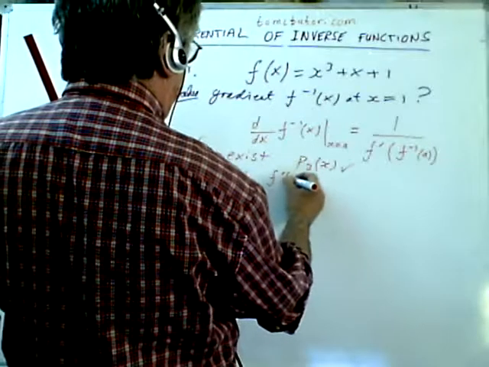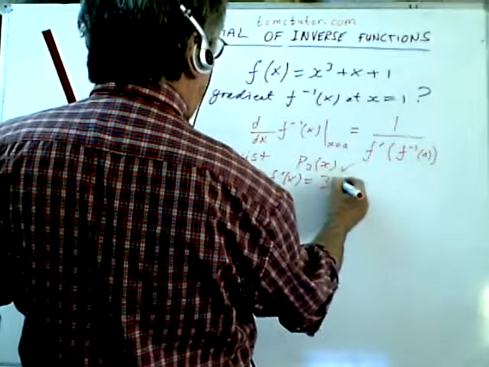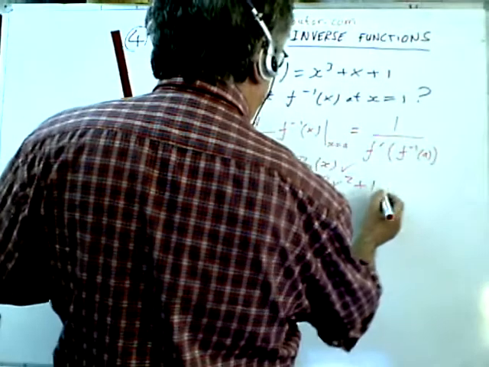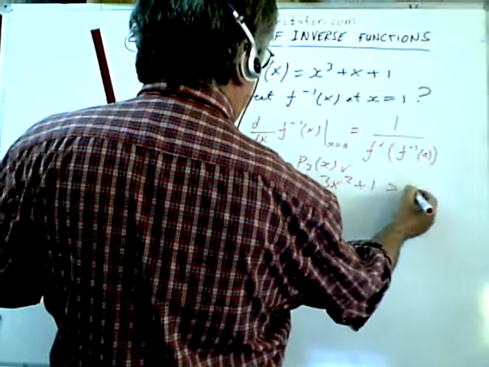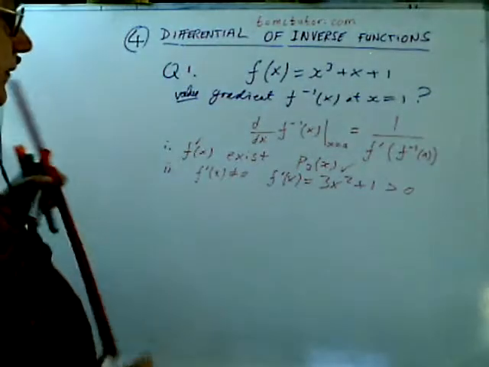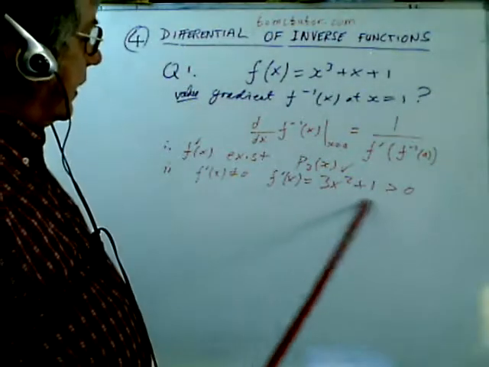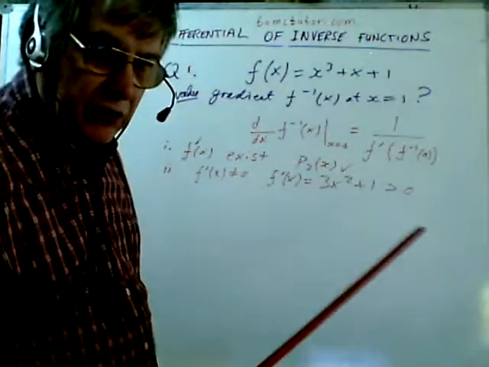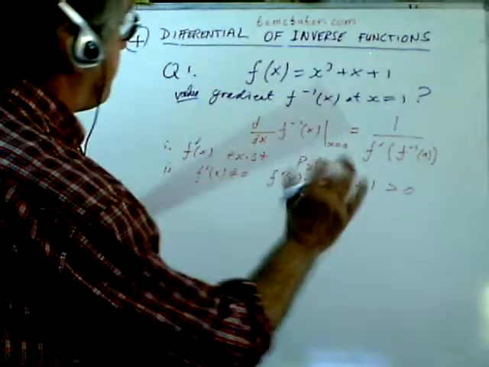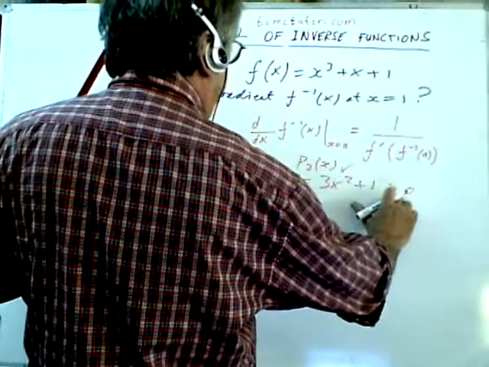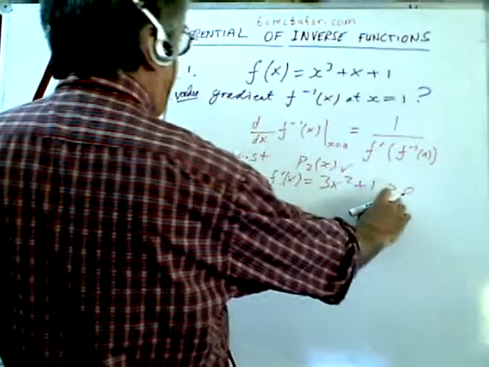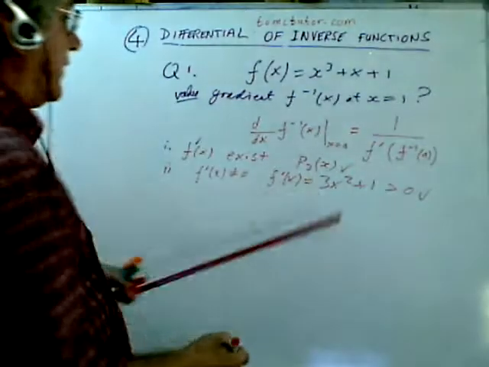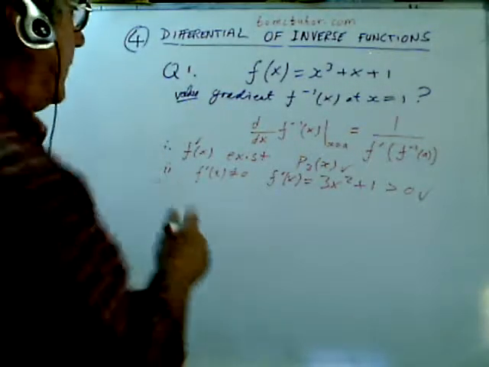So we'll have to check this condition as well. So f dash of x is simply 3x squared plus 1, and I hope you can see that that is always greater than 0 for all x. Okay, because it's an irreducible quadratic. So we're then happy that we can use this. We satisfy the criteria to use this little formula.